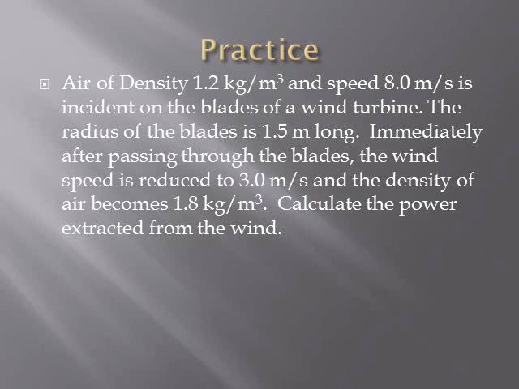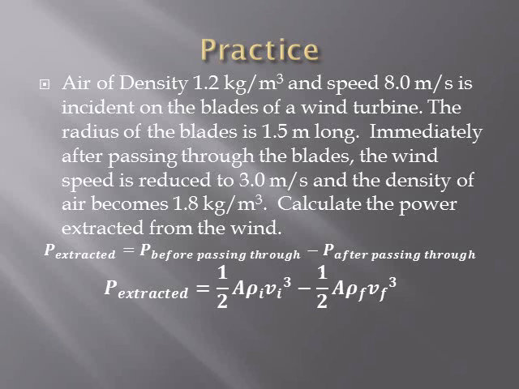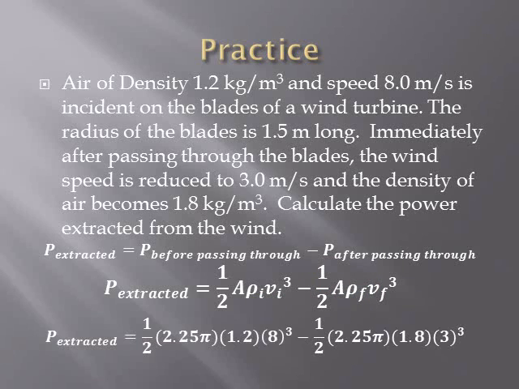What we're going to do is say the kinetic energy the mass of air has before passing through, minus the amount of energy it has afterwards. The change will be the actual amount of energy we extracted from that wind. So power extracted is equal to power before passing through minus the power after passing through. We're going to use the equation twice. So power extracted is equal to 1/2 rho A v cubed, where this is initial, and the same thing, but final. We're going to plug in our numbers, because all the information is there.